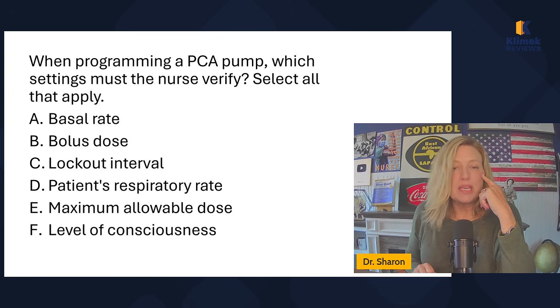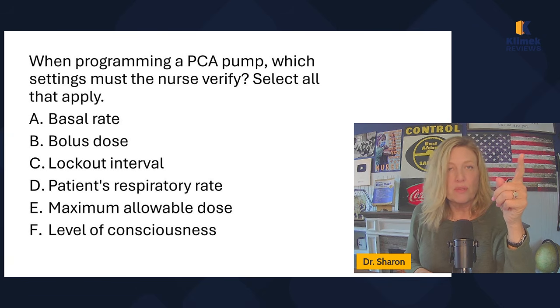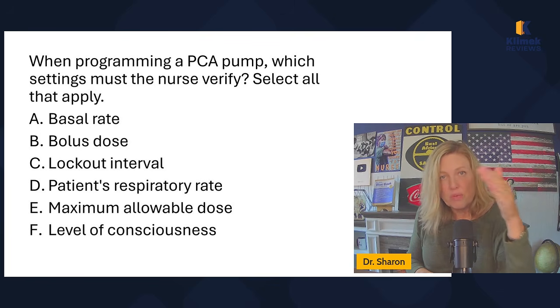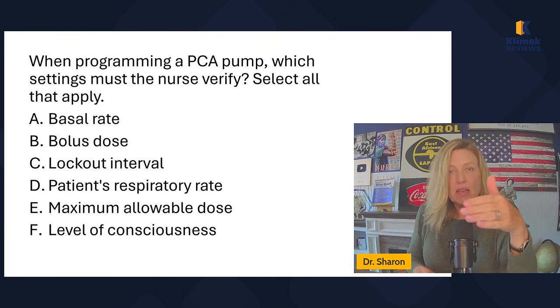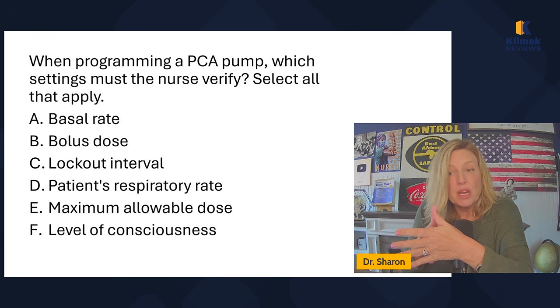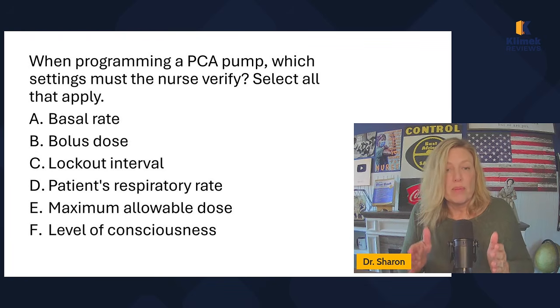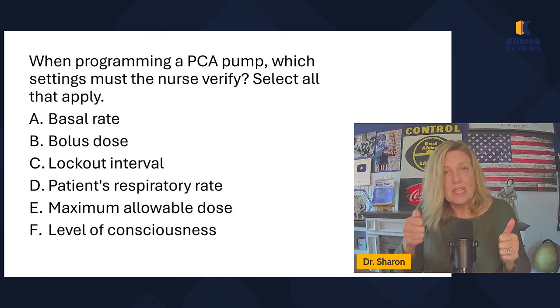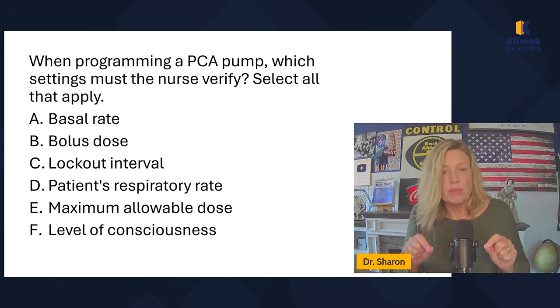When programming a PCA pump, which settings must the nurse verify? Select all that apply. Now, I told you this, so let's see if you remember what I told you. Basal rate. Yes, basal rate is that continuous rate that's going in the pump. And remember, we're talking about programming the pump. Basal rate is a programmed rate in the pump. Bolus dose. Yes. Bolus dose is that dose they get when they hit the button. That's called the bolus dose. So that's part of the programming.